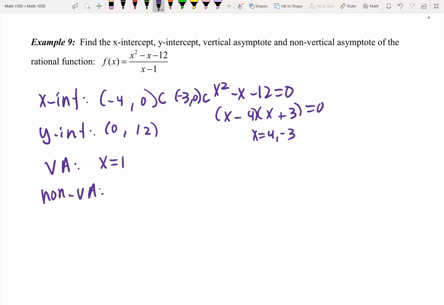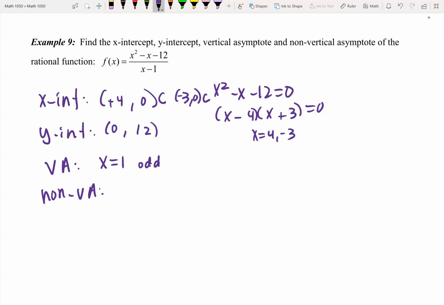Even or odd? Tell me. Odd. Why odd, everybody? Exponents of 1. Let me finish and I'll come back, okay? Non-vertical asymptote, biggest over biggest. The top exponent is bigger than the bottom. So what is it? It's an oblique or a slant, right?